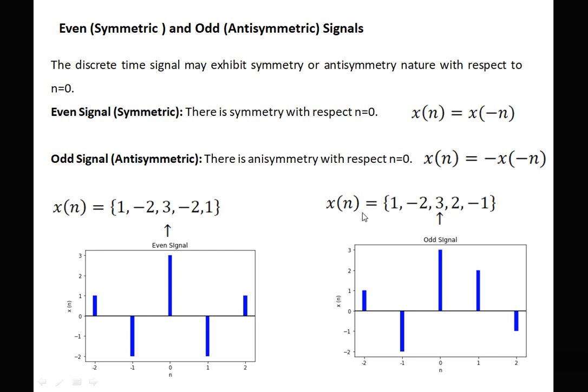Let us see another signal. The signal range is again from minus 2 to 2. This is the zeroth location, that is minus 2, minus 1, 0, 1 and 2. When we plot this signal, we get the plot like this. Observe the positive part and the negative part. They are exactly antisymmetric. Here it is positive, negative, here it is positive, here it is negative. So this signal is purely odd.